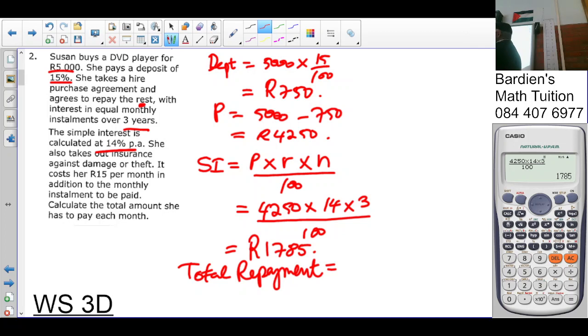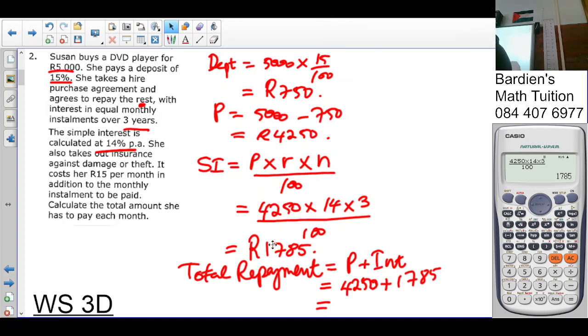No, how much we paying per month? The total we paying back is going to be your principal plus your interest. The final amount paying back. So it's going to be 4,250 Rand plus 1,785. Just hang on. Gives you 6,035. Not so? Yes.